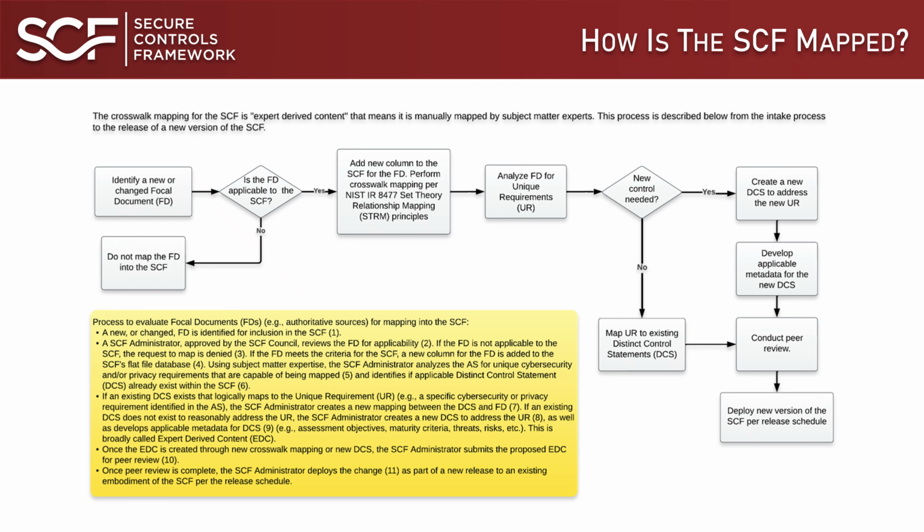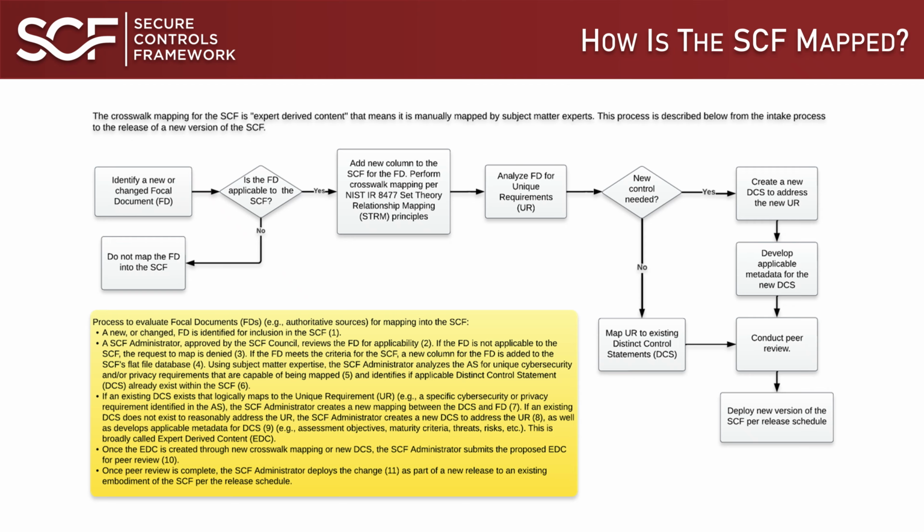The crosswalk mapping for the SCF is expert-derived content, which means it is manually mapped by subject matter experts. This process is described on this graphic. First, we identify a new focal document, which is usually a law that incorporates cybersecurity and data privacy requirements, then determine whether it is applicable to the SCF. If it is, we then add a new column to the SCF and perform crosswalk mapping according to NIST IR 8477 Set Theory Relationship Mapping Principles, otherwise known as STRM mapping.